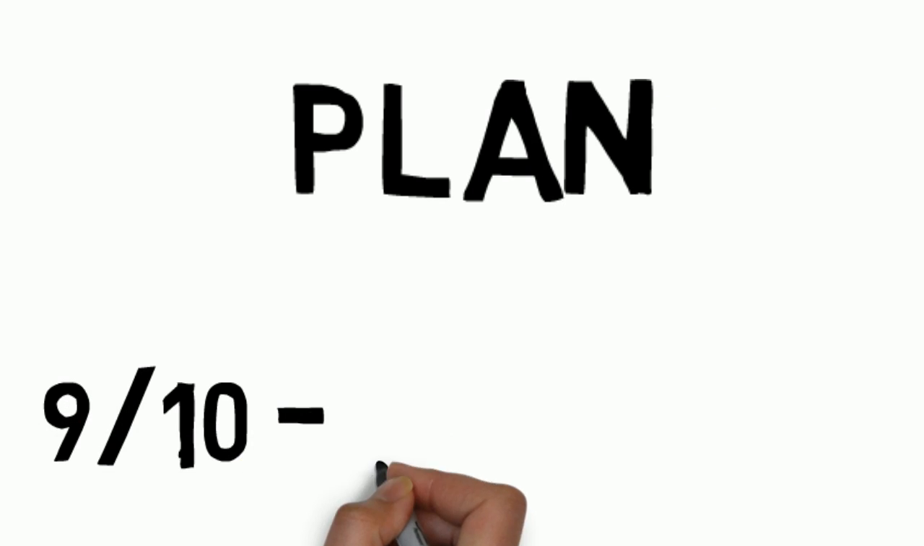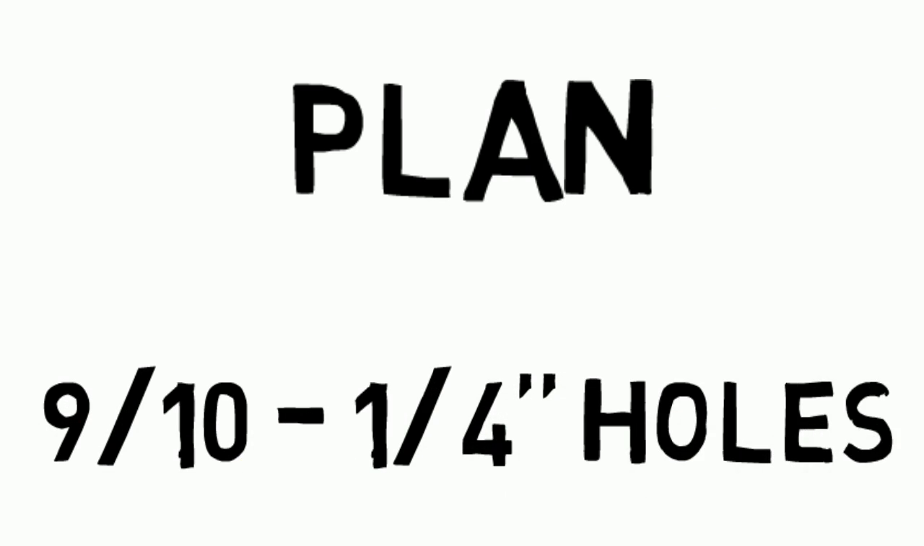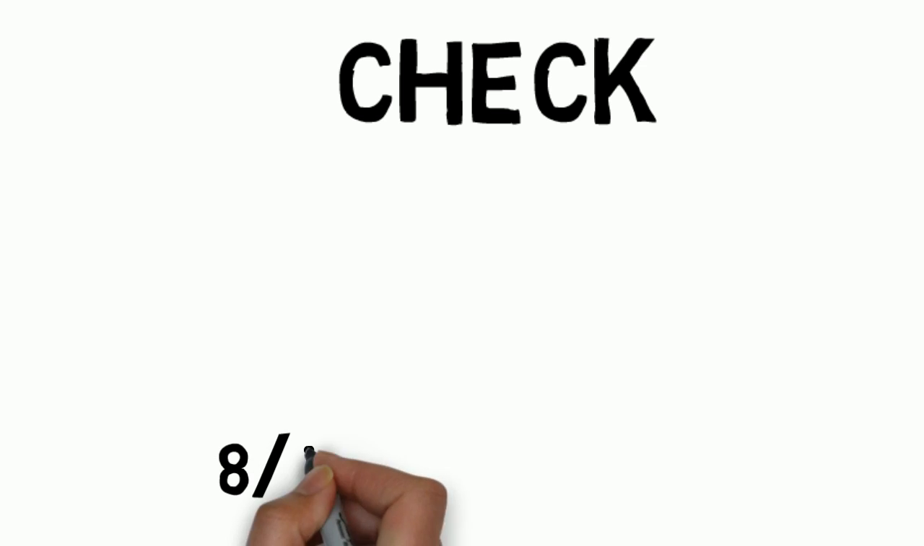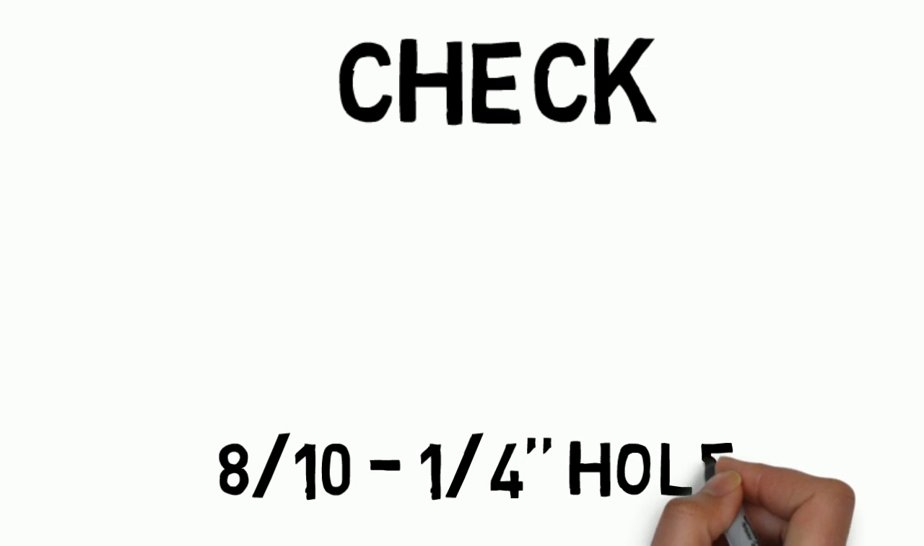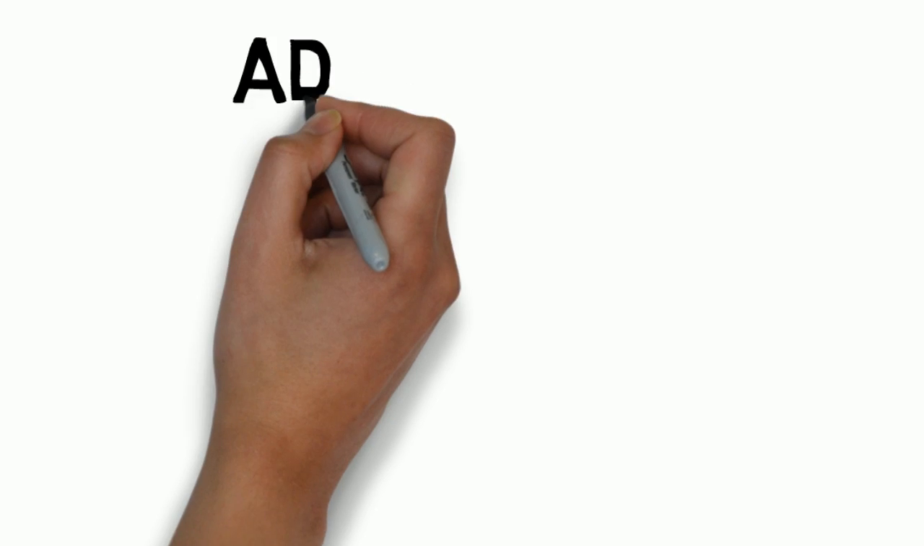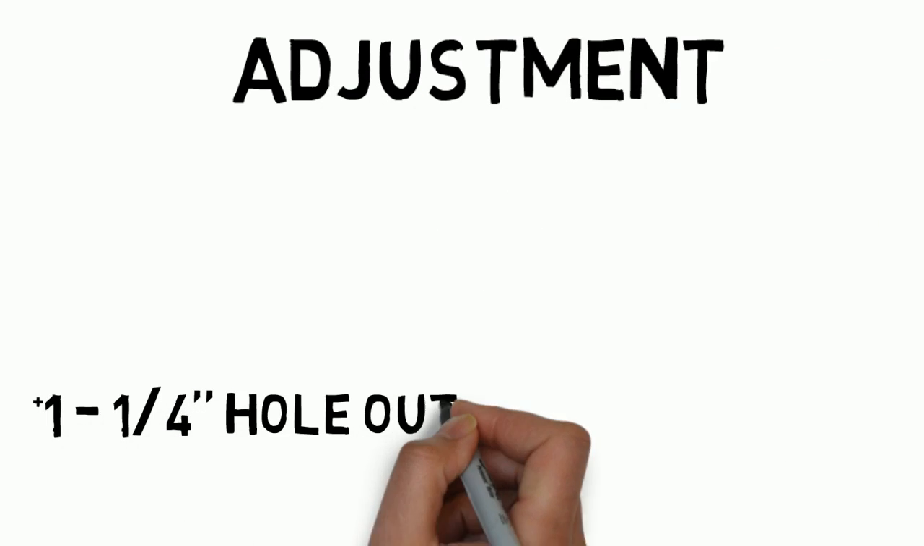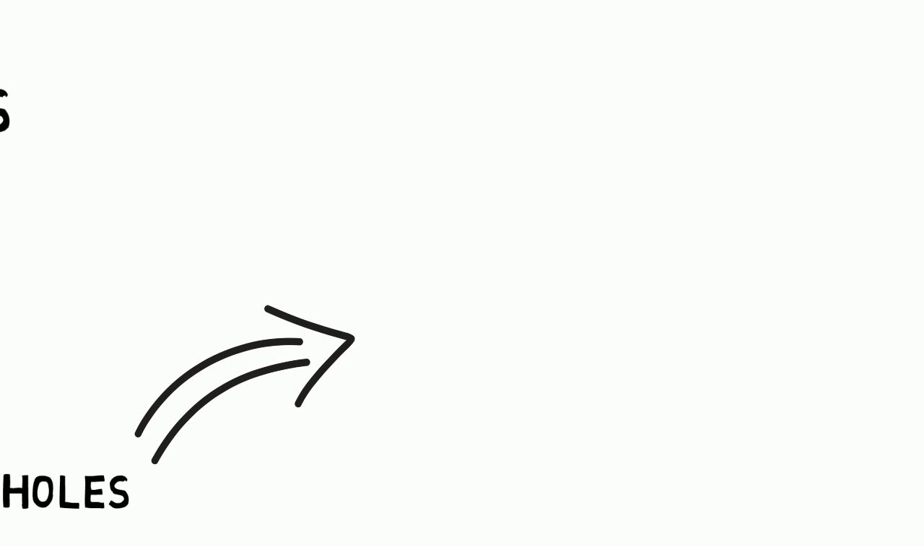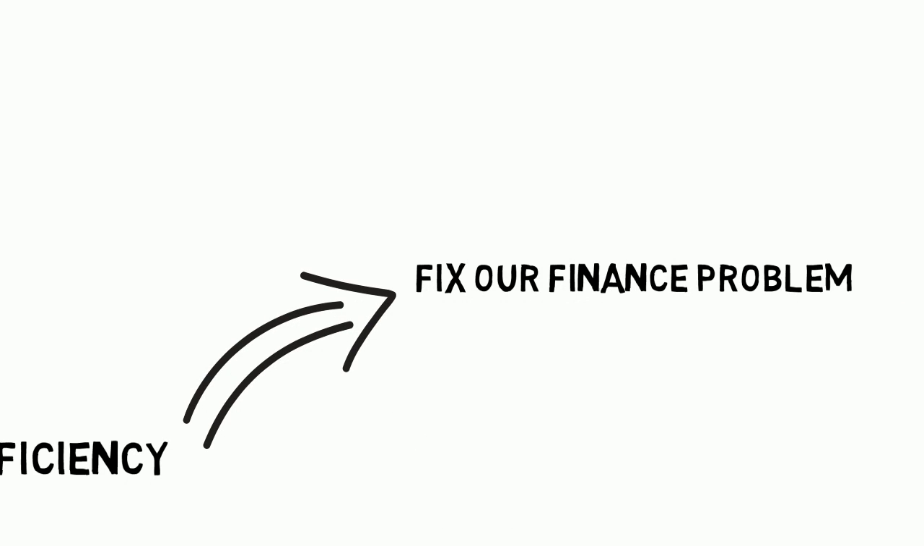So let's say our plan for drilling our holes is that out of every 10 holes, 9 of them are going to be good, usable quarter-inch holes. So we do the work, and we check our work, and when we check our work, we find that actually only 8 out of those 10 holes are good, usable quarter-inch holes. So now we know that our adjustment needs to be that out of every 10 holes, we need to make one more good, usable quarter-inch hole. So as you can see, if we fix this, this will fix our efficiency problem. And when we fix the efficiency problem, we will in turn fix our financial problem.